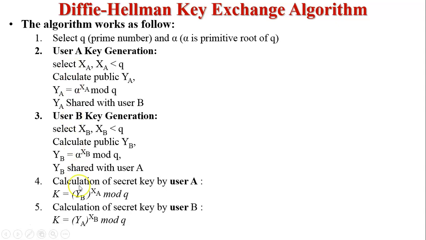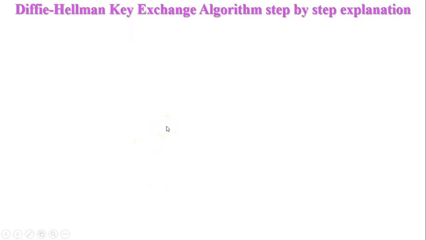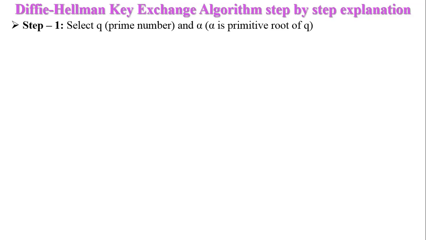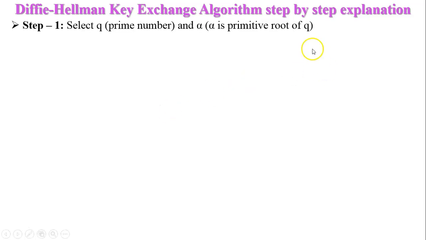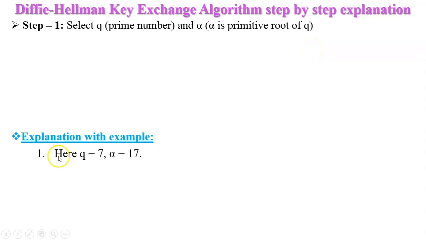The algorithm works as follows. These are the 5 steps performed in the algorithm to generate the same key on both sides, user A and user B. I will discuss these 5 steps one by one with an example. First step, select Q, a prime number, and alpha. Alpha is the primitive root of Q. Here in this example, Q is equal to 7 and alpha is equal to 17.